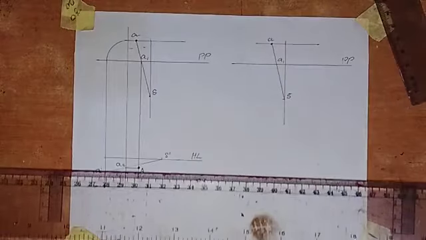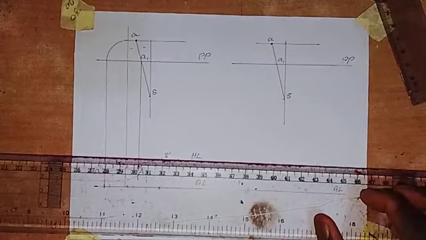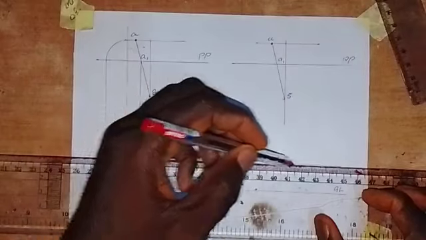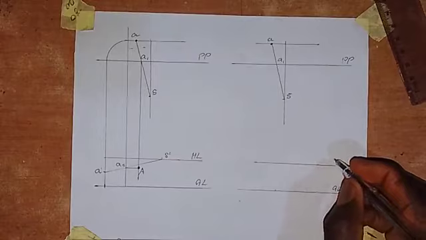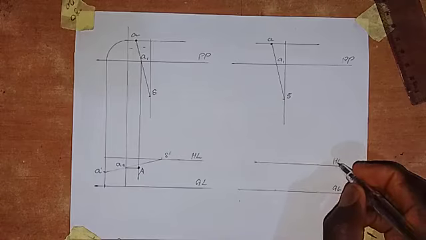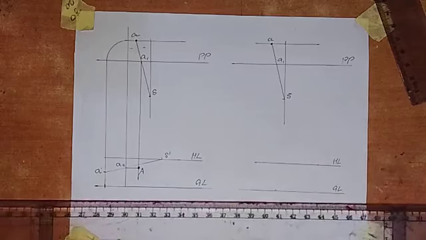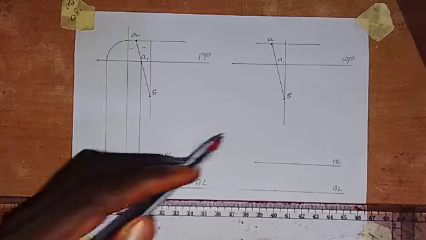I'm going to draw a horizontal line here, and this horizontal line will represent the horizon line. So we draw a horizontal line like this. This line is the horizon line, and we use HL to represent it.